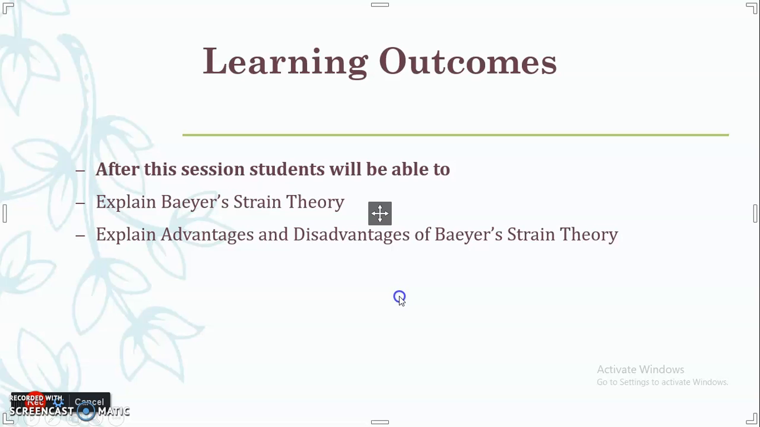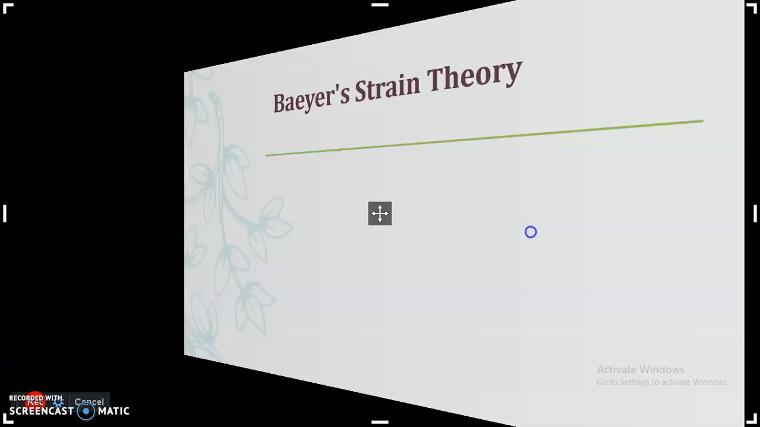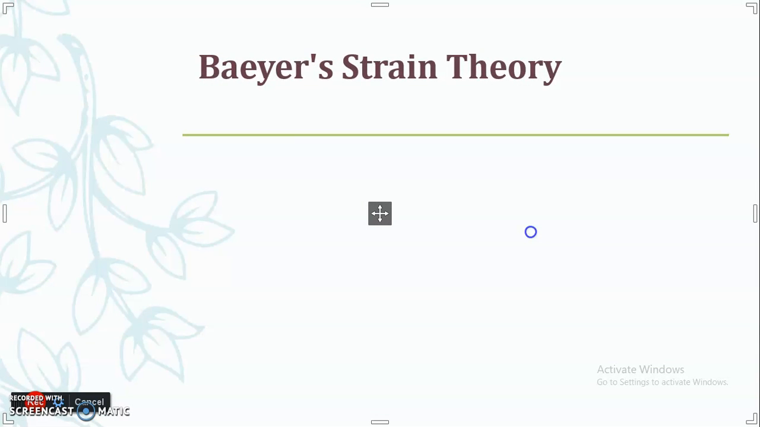So let's see what is the meaning of Baeyer strain theory, and what information this theory gives. Baeyer strain theory, which is also known as angle strain theory, was proposed by the scientist Baeyer. That's why this theory is known as Baeyer's strain theory. This theory gives information related to the stability of cycloalkanes as well as the reactivity of cycloalkanes.